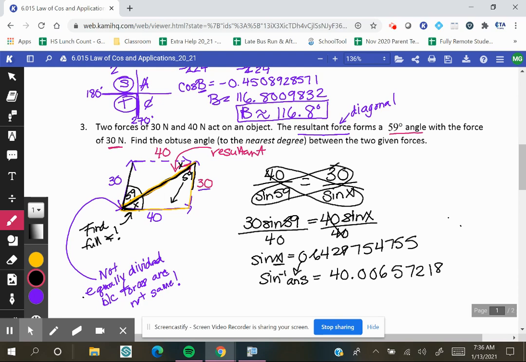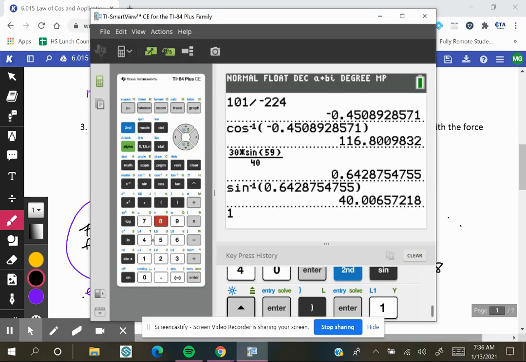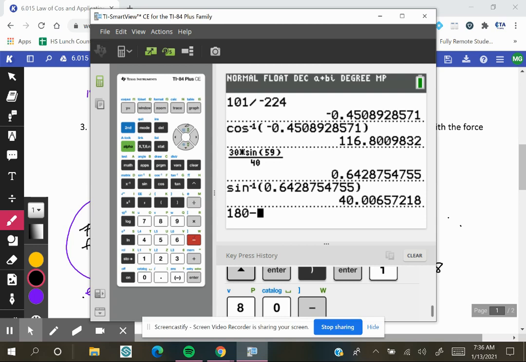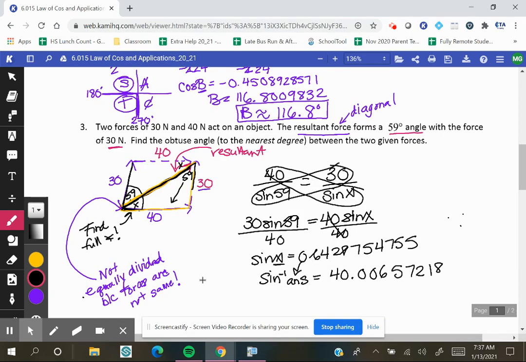Now, anytime I'm looking for an angle, I would have two possible angles. So sine here is positive, so I would take 180 minus 40 to find it in quadrant 2. So let's just see what happens here. 180 minus this angle right here. Okay, so that would be my other option for X.